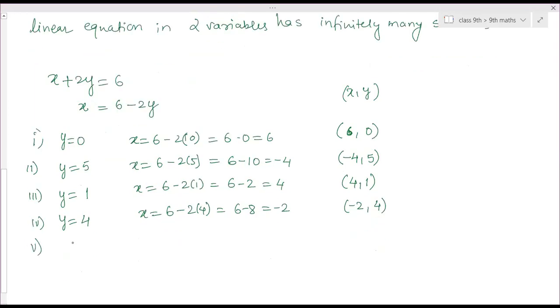Tell me other values. Y is equal to minus 1, I will take. Always take the smaller values. Don't go beyond this, in 5 at least. Try to find out because you have to plot these points on the graph also.